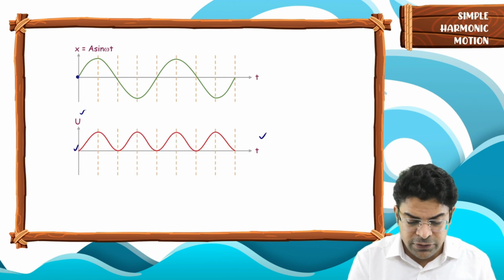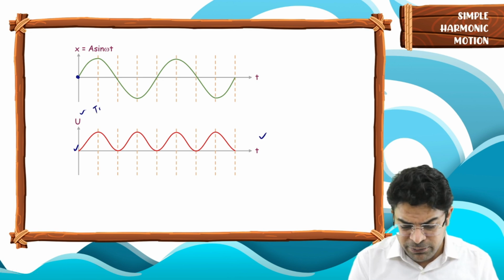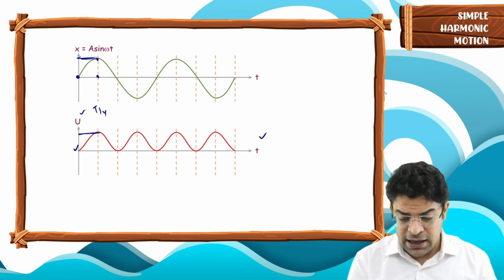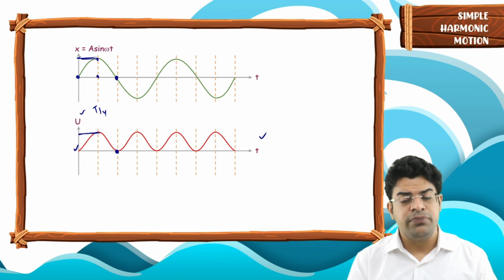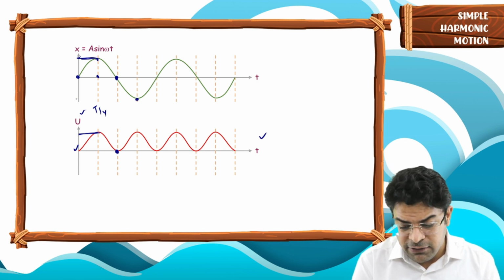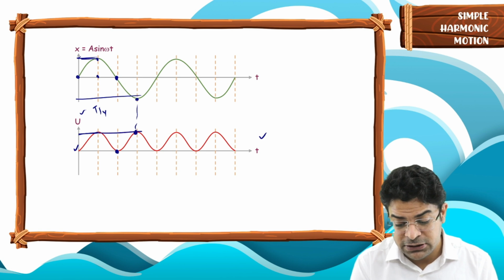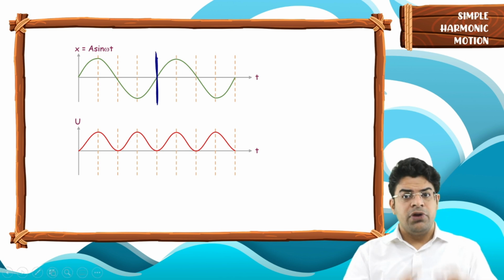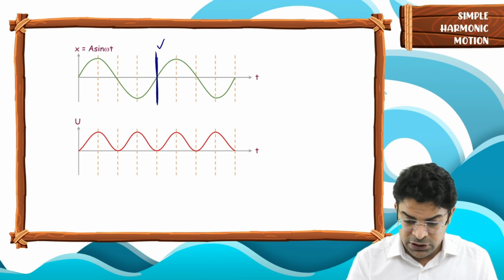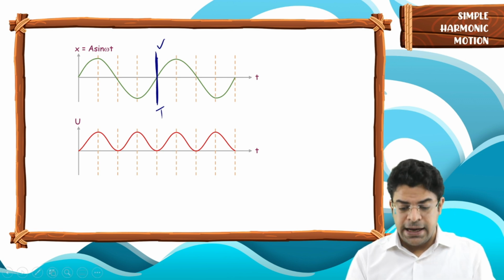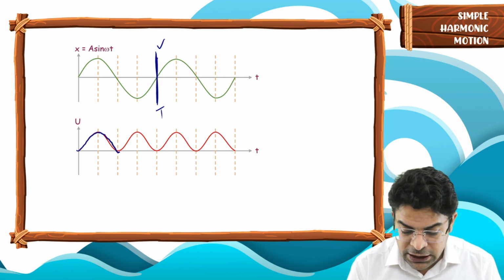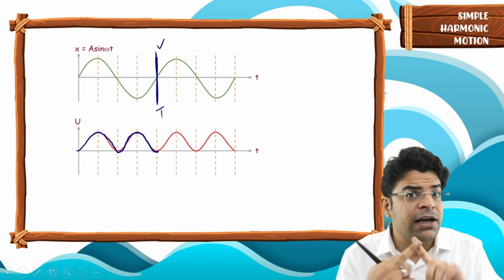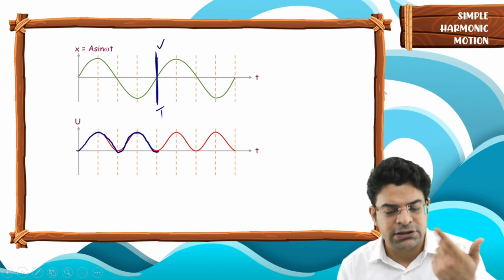At time equals 0, x is 0, potential energy 0. After a time T by 4, when the particle is at positive extreme, the potential energy is maximum. Again, as the particle returns to 0, potential energy becomes 0. Again, as the particle reaches the negative extreme, the potential energy again becomes maximum. So you can see here the time taken for completion of one cycle of displacement is this much. Let's call it T. Within this much time, 2 cycles of potential energy have completed. That's why the time period of variation of potential energy and kinetic energy is half. Time period is half and frequency is double.